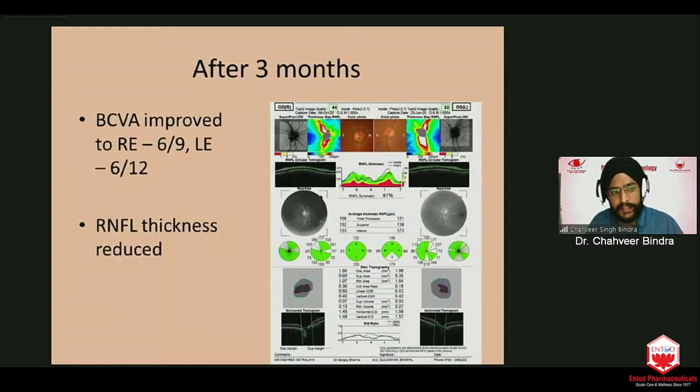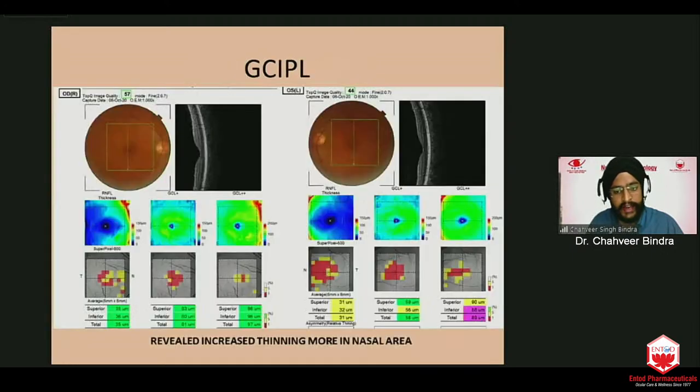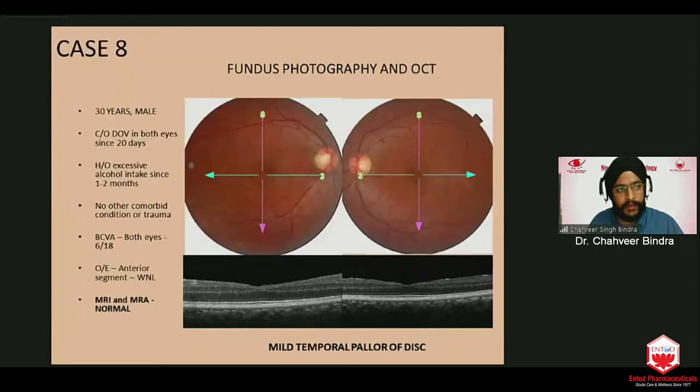After 3 months, the BCVA improved drastically in the right eye to 6/9 and in the left eye to 6/12. The RNFL thickness reduced and GCC thinning increased. So we are now seeing such kind of cases of ethambutol toxicity very frequently.